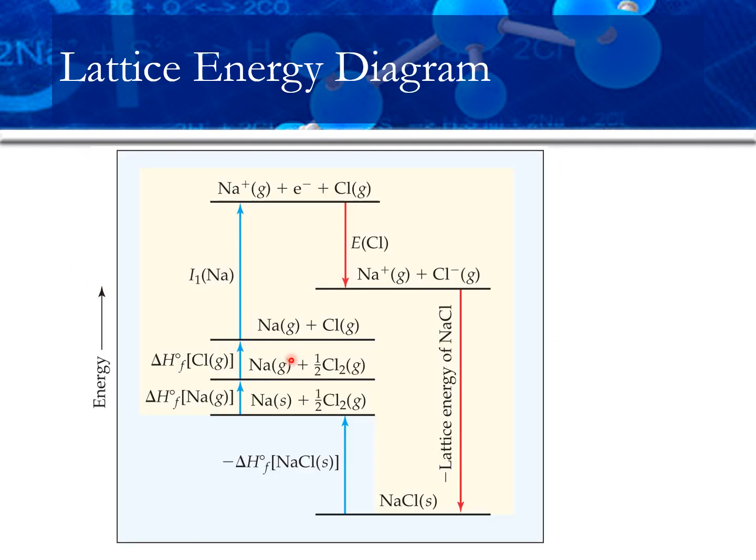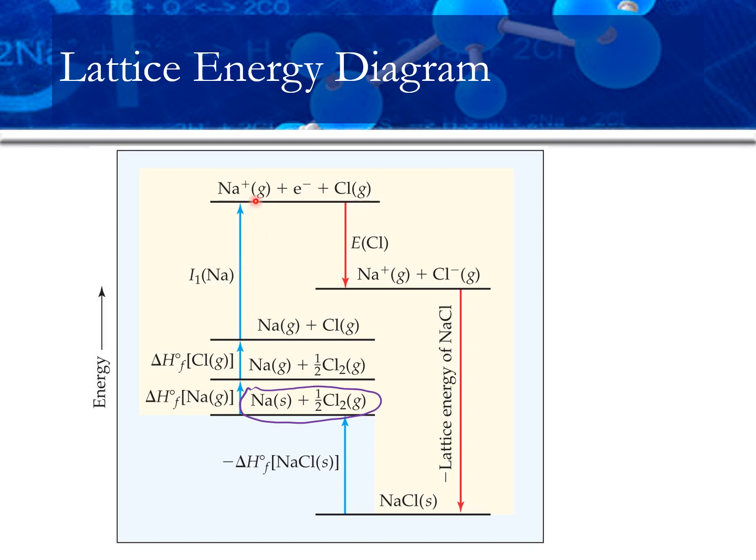So here's sort of a graphical representation of Hess's law. Here's our, let me just outline this. Here's our starting material right there. So there's sodium in the solid state and chlorine in its standard state. If we add energy, we can convert the sodium solid to a sodium gas. Add more energy, we can break the bond and form monatomic chlorine.